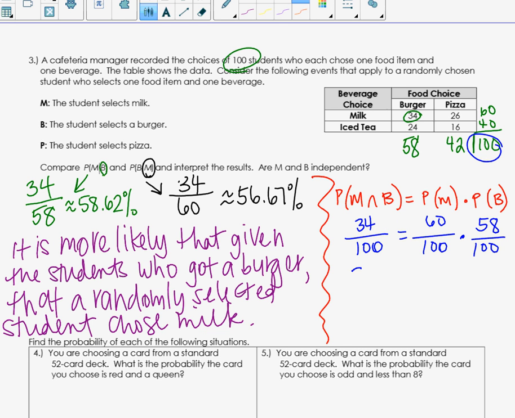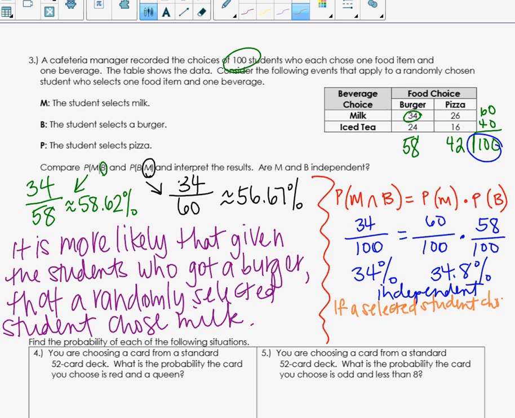Okay, so obviously this is 34% down here. Then when you multiply those together, you get 34.8%. So this is independent because they're within that 1% swing. So because they're independent, that means if a selected student chose milk or ordered milk, it does not affect the chance they got a burger.